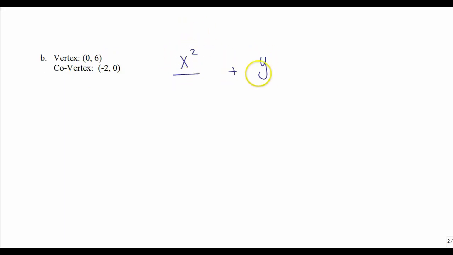Just about done here. They're giving me two different pieces of information now. They're giving me the vertex and the co-vertex, so it's just a little bit different. But the center is still at (0, 0). So I'm going to start that as x squared, y squared equals 1, because it's going to be in standard form. And now my vertex is in the y direction, but that means a equals 6 with my vertex. So a squared equals 36. 6 squared is 36. But since this is in the y spot, my 36 is going under the y.